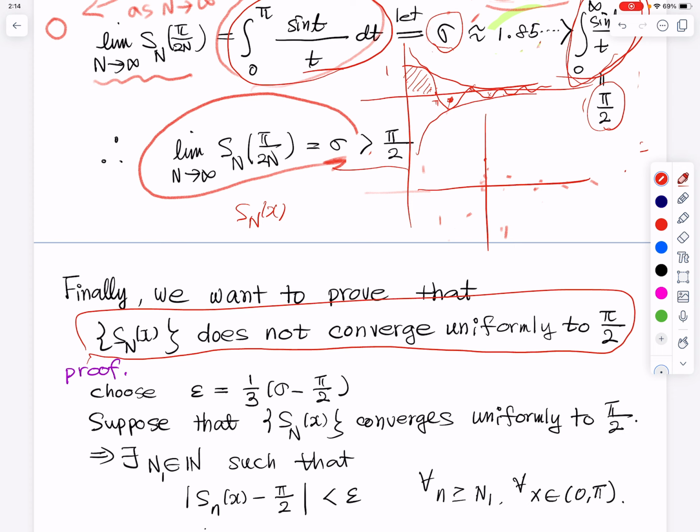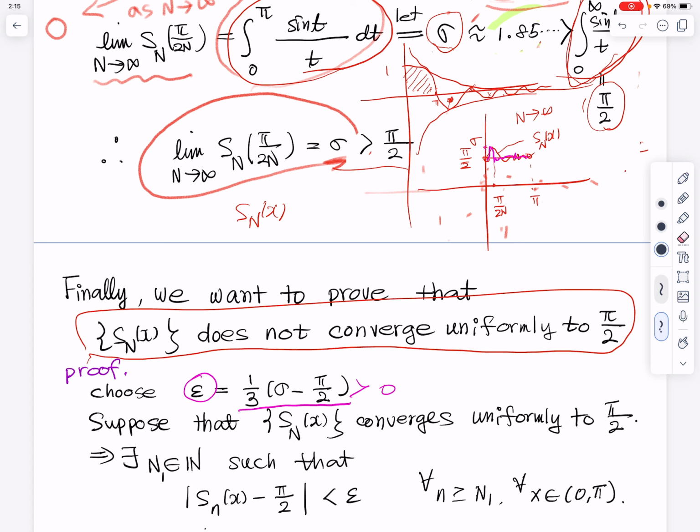So this is the graph, pi over 2, and then pi. Whenever n is large, at pi over 2n, the value of S_n is sigma. So the graph looks like this one. This is the graph of S_n(x). When n is large, the graph is very small, but near here it is still greater than sigma, converging to sigma. Then take epsilon to be very small, 1/3 of sigma minus pi over 2, which is greater than 0.